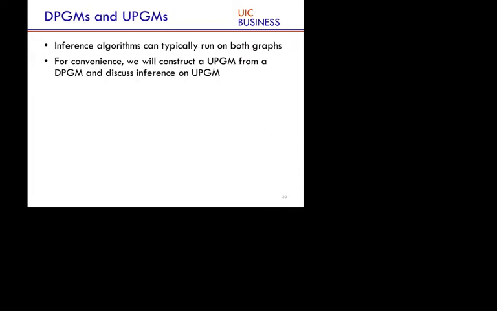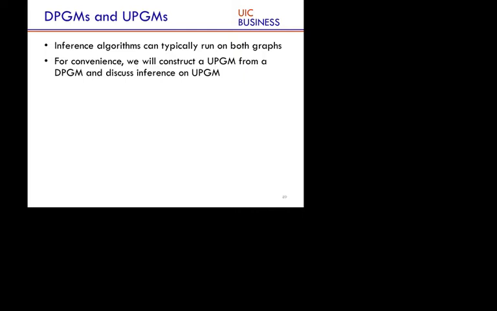Okay, let's start with some more setting up of this process. So we have two different graphical model families, right? Directed and undirected. As we will see, the inference methods that I'm going to discuss, which are variable elimination, belief propagation, or Markov chain Monte Carlo methods, can be used for both types of graphs.